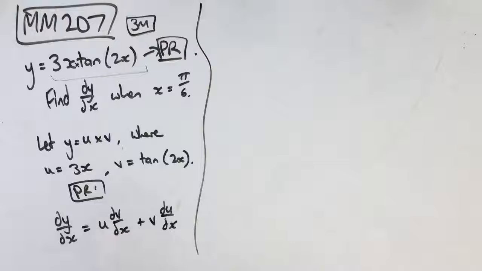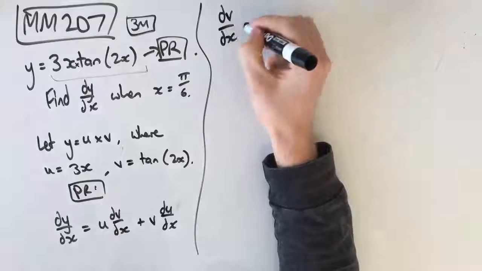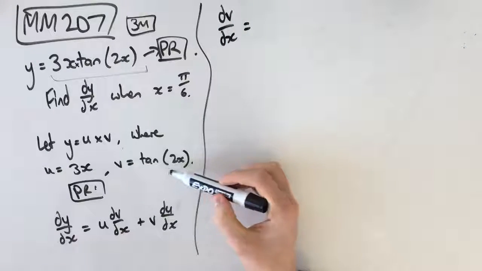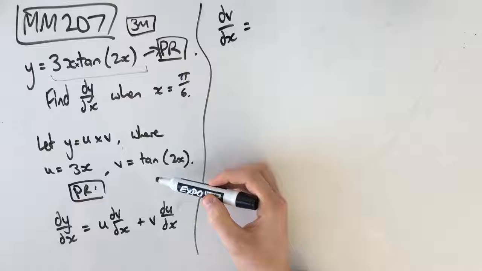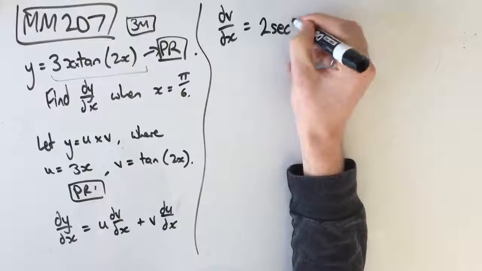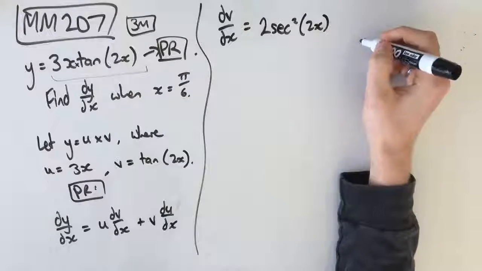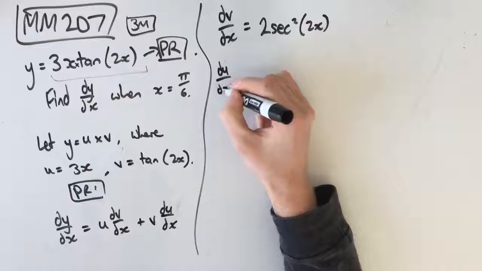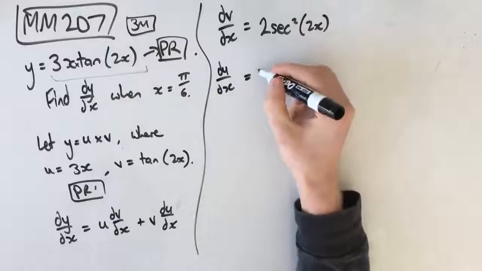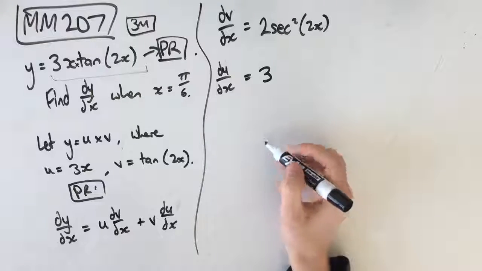Awesome. So this means that we're going to need to find dv/dx and du/dx. So let's start with that. So dv/dx is the derivative of v with respect to x. So our derivative of tan of 2x is 2 sec squared 2x. You can find that on your formula sheet. And du/dx is the derivative of 3x, which is just 3. Cool. So now we've got all of our components.